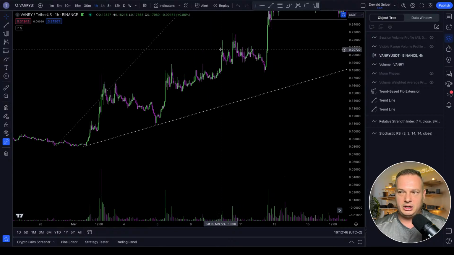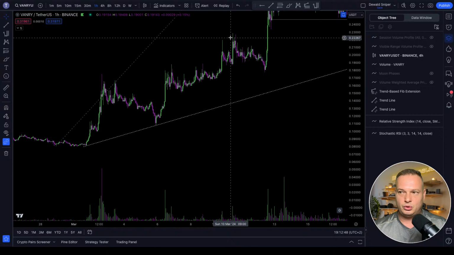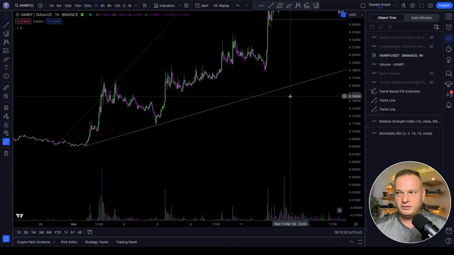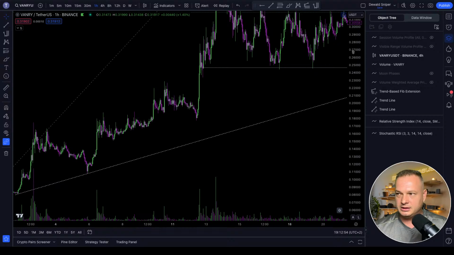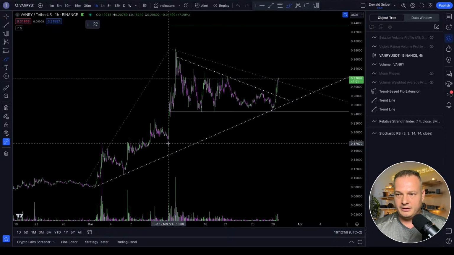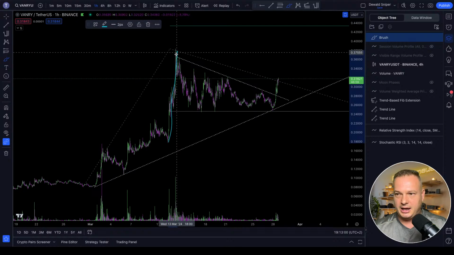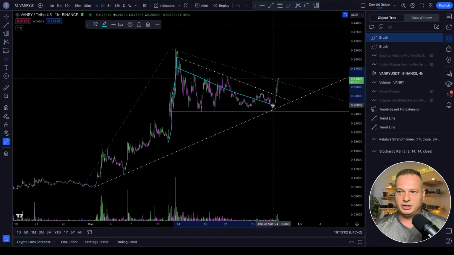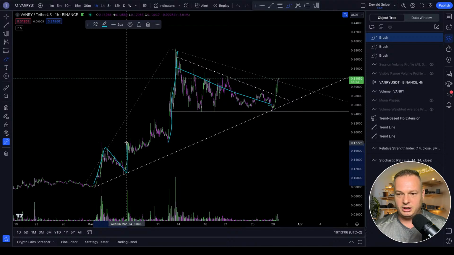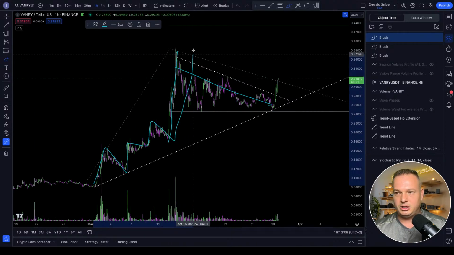You have a short impulse, long correction. Short impulse, long correction. You guys, you're starting to get the picture over here. And then when I look at this structure over here, this is now what I like. You have a short impulse to the upside and you have a long correction. Okay, so it's balancing. Impulse correction, impulse correction, impulse correction.